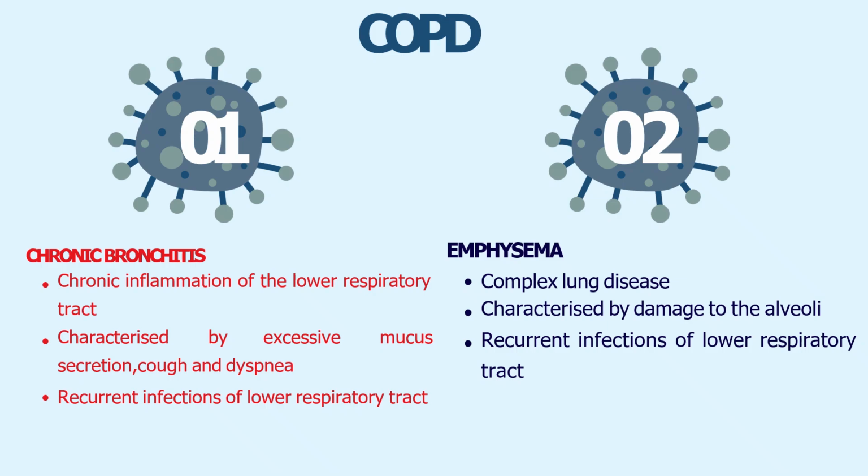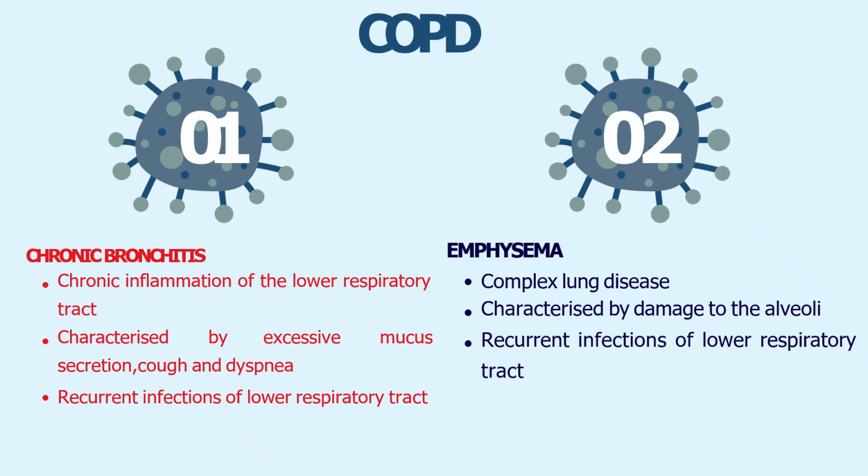COPD, earlier COPD was divided into three: asthma, chronic bronchitis, and emphysema. COPD is a combination of these three. But now, because asthma is also partially reversible, we have evolved into this concept that COPD now involves chronic bronchitis and emphysema.